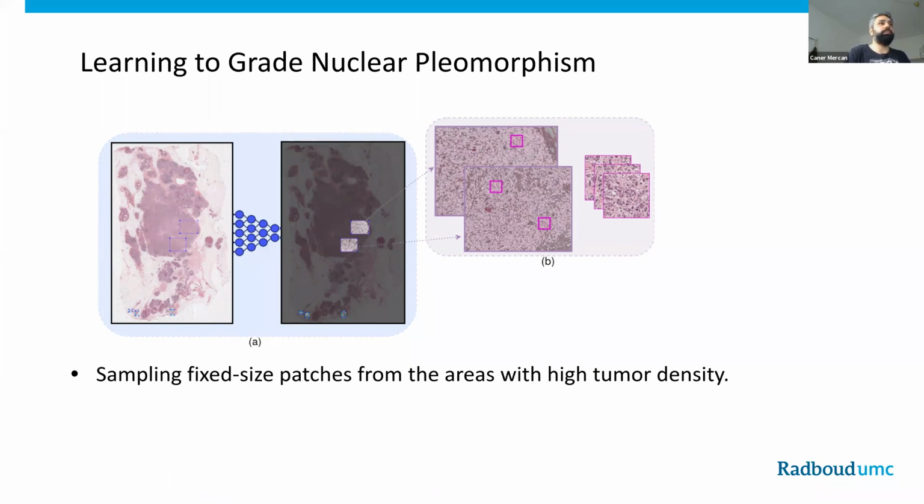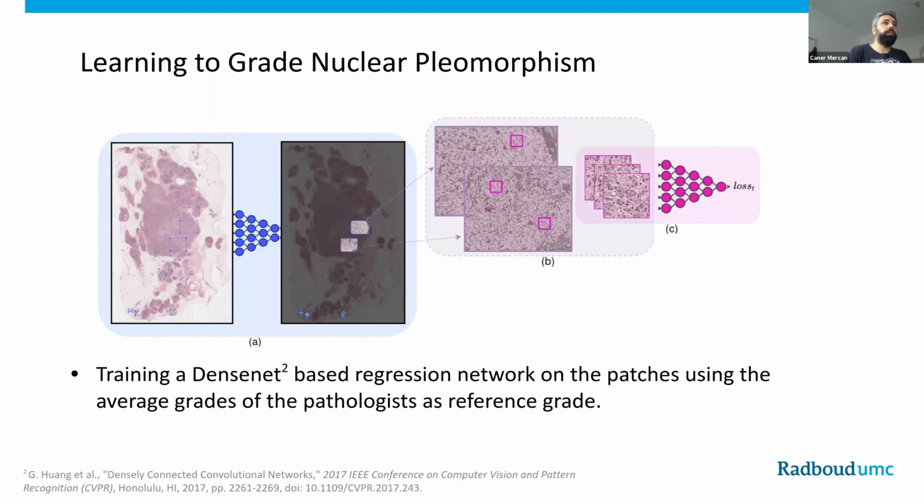We don't want the AI to focus on regions without tumors, so that it would base its predictions on some other factors in the tissue. Then the last step is the training of the pleomorphism network. It's a regression network again.